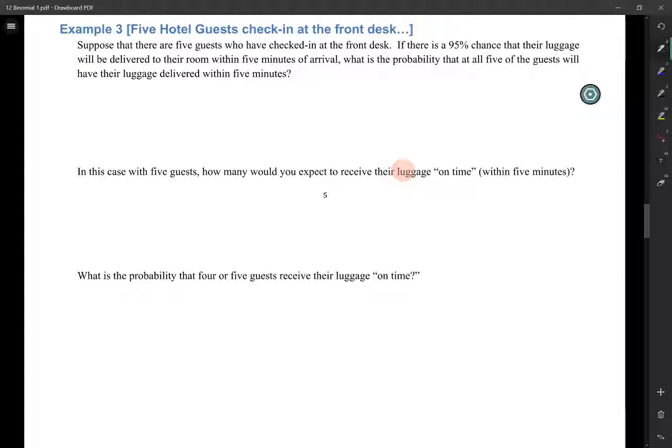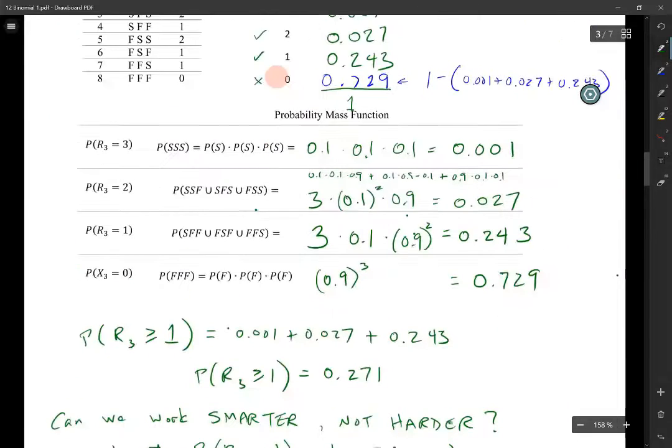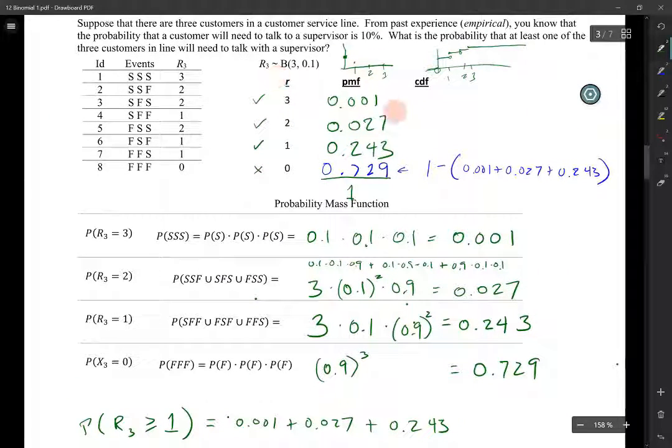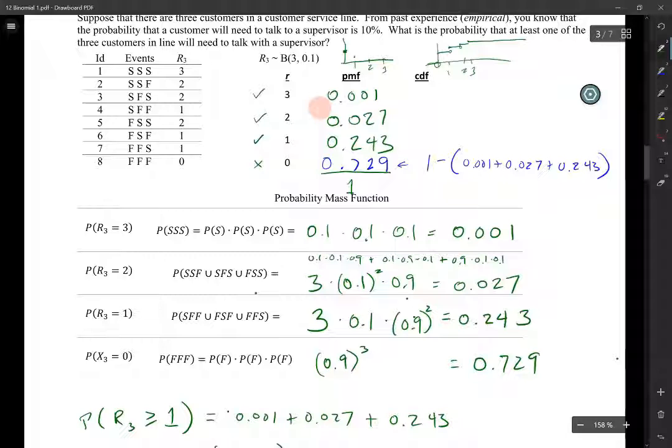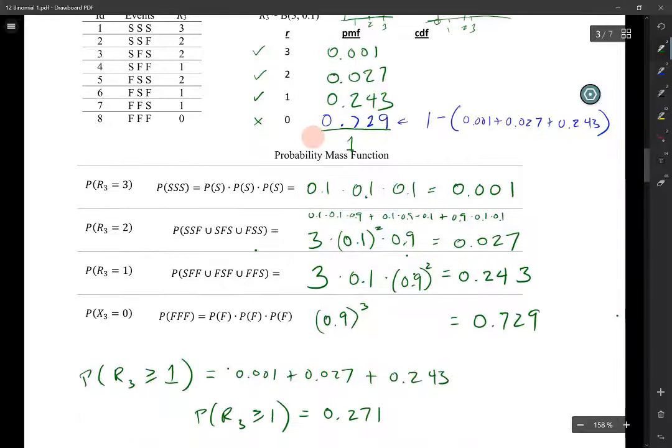So now we continue, and suppose that there are 5 guests who've checked in at the front desk. There's a 95% chance that their luggage will be delivered to their room within 5 minutes of their arrival. What is the probability that all 5 of the guests will have their luggage delivered within 5 minutes? Here it would be really nice to have the entire probability mass function in your back pocket to look at.